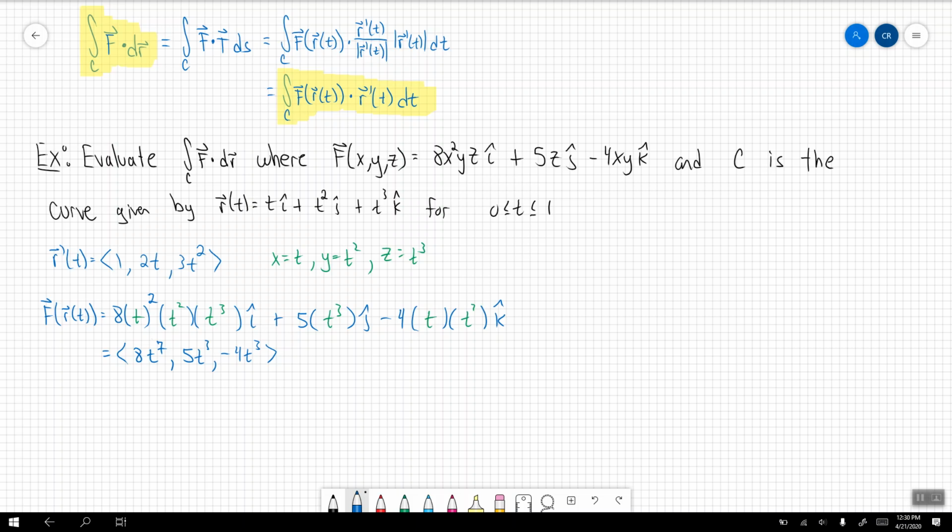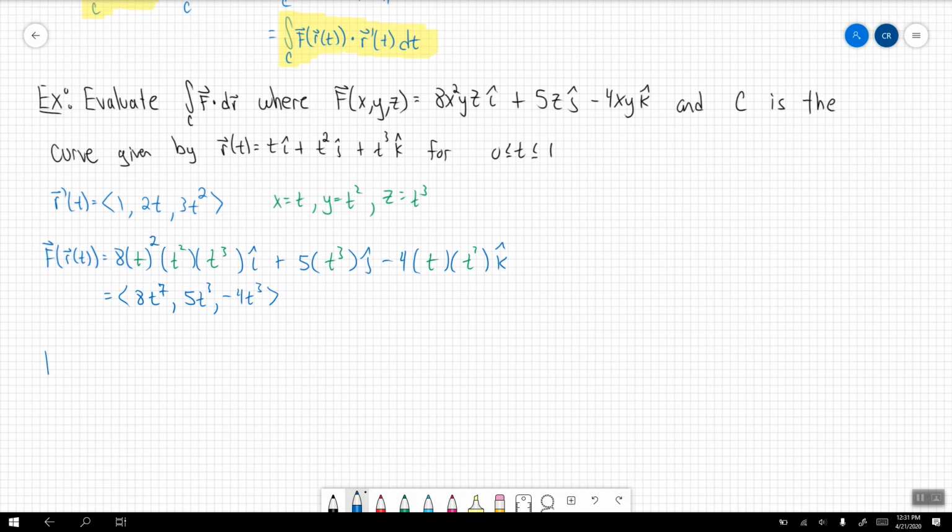Perfect so far. Now, once we have this piece, and we just found this derivative as well, what we want to do is take the dot product of those two. So we're going to take the dot product of this function composition for these vectors and the derivative r prime of t. So that dot product, 8t to the 7th, 5t cubed, negative 4t cubed, we're going to dot this with 1, 2t, and 3t squared. This should naturally get us 8t to the 7th plus, we're going to multiply here, 10t to the 3rd. Oh, did I miss something here? Sorry, I forgot that 2t, which makes this t to the 4th.